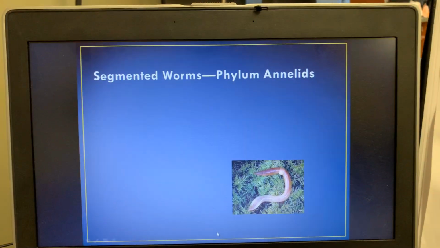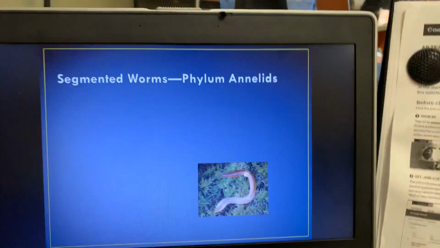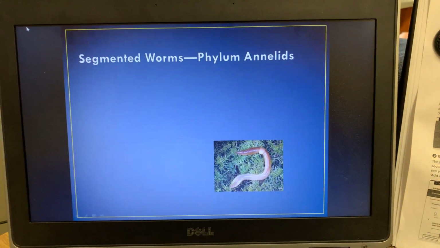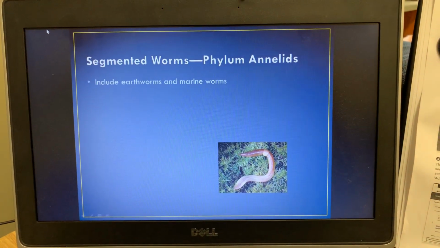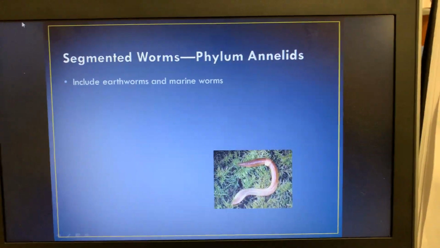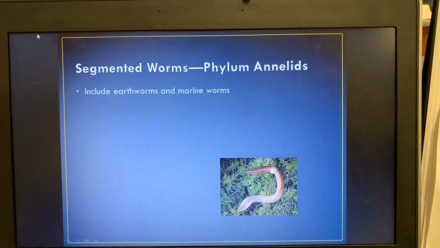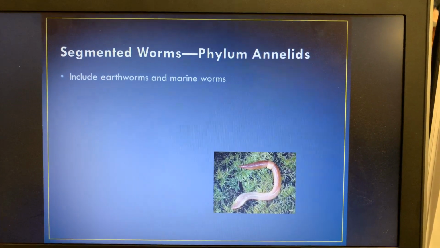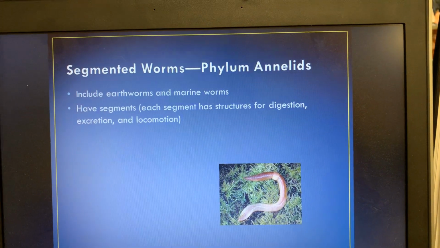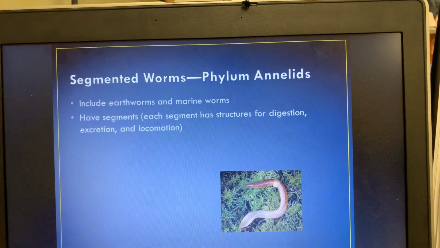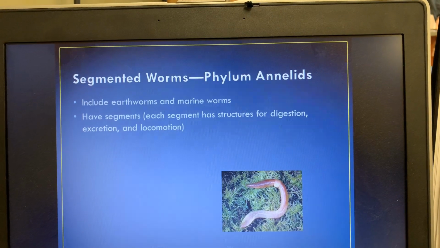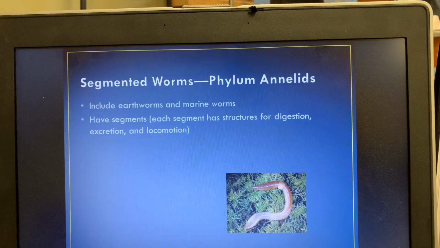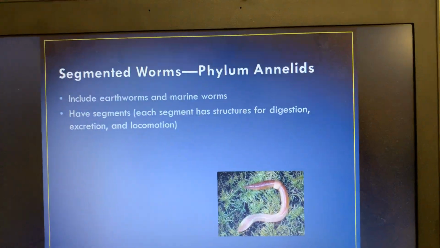So segmented worms, the scientific name for them is annelids. That's the phylum that they're in. They include earthworms and a lot of marine worms, worms that live in the ocean and in freshwater. Each of the segments that they have has structures in it for digestion, getting rid of waste, or what we call excretion, and locomotion, helping them to move.